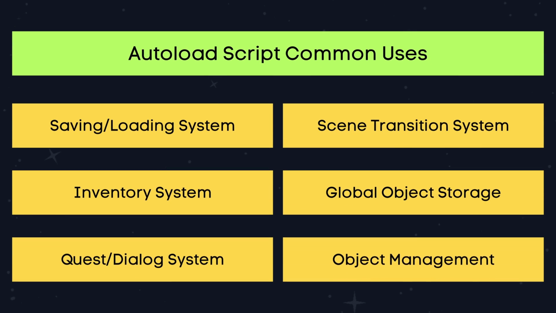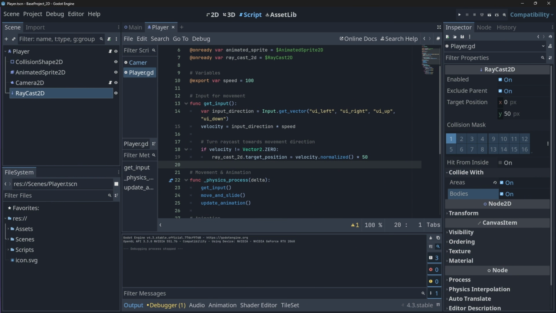But on a bigger scale, you won't just have one autoload script. You can have one for just your quest system, your saving and loading system, your inventory system, etc. So just know that just because I have one autoload script doesn't mean that you can only have one autoload script. Okay, so in our project, underneath our scripts folder, let's create a new script called global.